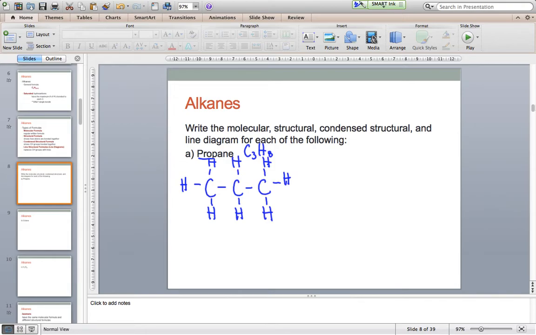Condensed structural formulas basically are a shorthand way. So instead of, and you'll figure this out when you're doing your homework, instead of writing C's and H's all the time, this gets a little bit redundant. What if we wrote this as CH groups? What do I mean? Okay, well, let's take a look at each carbon and the hydrogens that it's bonded to.